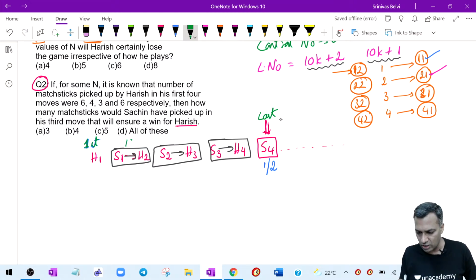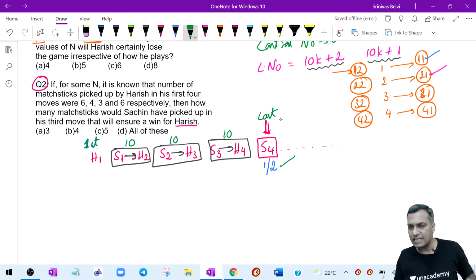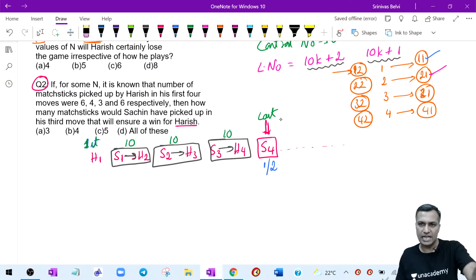What do you mean by control? Control means 10. This is the control number. In between is the control. Now, do I know whether it is 1 or 2? I don't know. But Sachin has lost. That's what I know. Did he pick 1 to lose or did he pick 2 to lose? I have absolutely no idea.